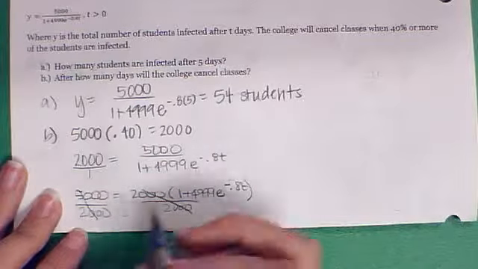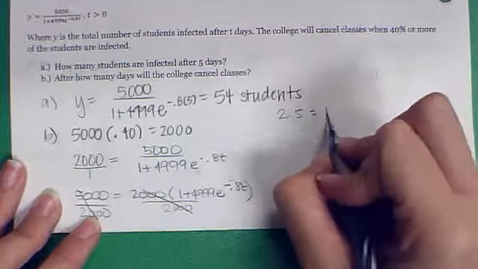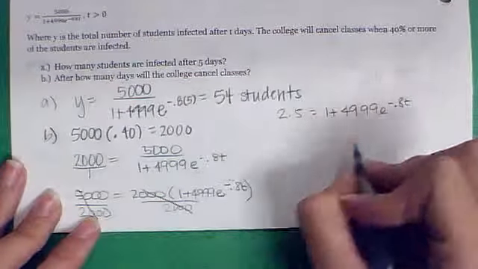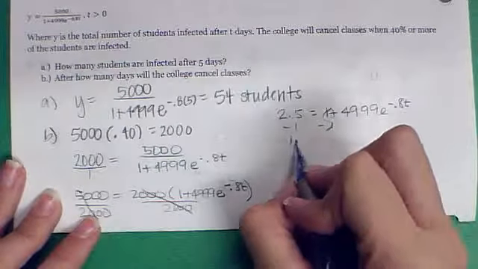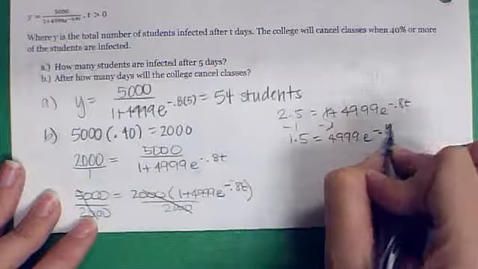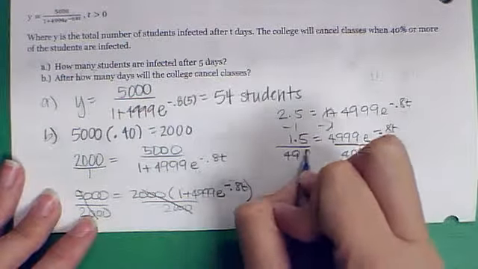Oops, I shouldn't have canceled that. I just wanted to reduce it. Anyways, it is 2.5 as a decimal, equals 1 plus all of this business again. I'm going to subtract 1 from both sides. Again, my goal is to get t by itself. So I have 1.5 equals 4999 e to the negative 0.8t. Divide both sides by 4,999.